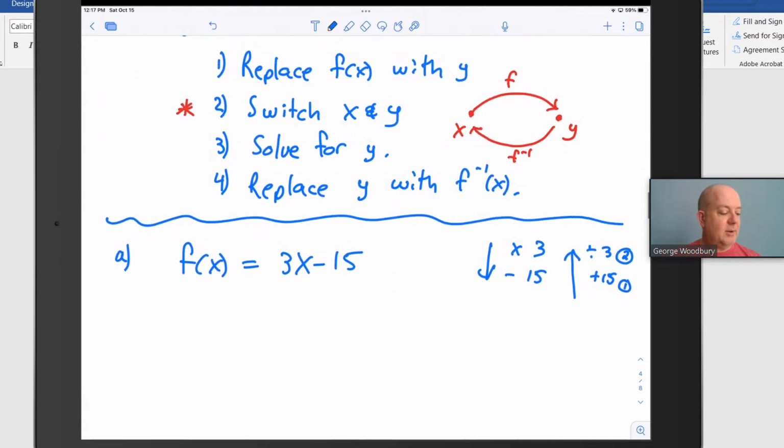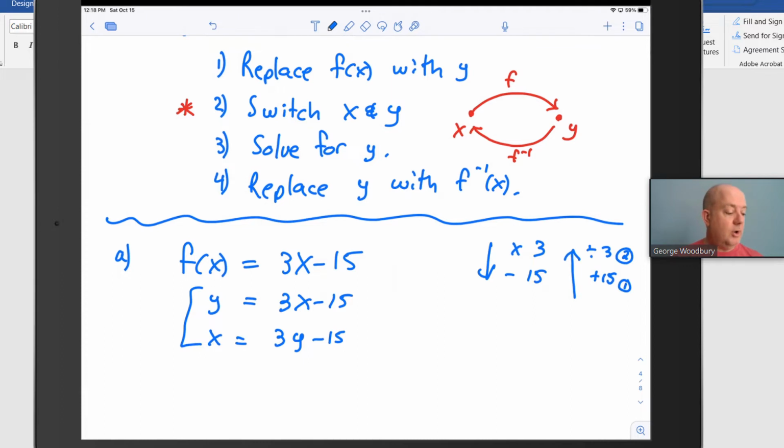So back to the steps. First thing I want to do is replace f of x by the variable y. Okay, y equals 3x minus 15. Then I'm going to switch x and y. Everywhere I saw y, I write x. Everywhere I saw x, I write y. X equals 3y minus 15. By the way, you could probably do both of those steps at the same time, right? Get rid of f of x, put x there. Everywhere you had x, put y.